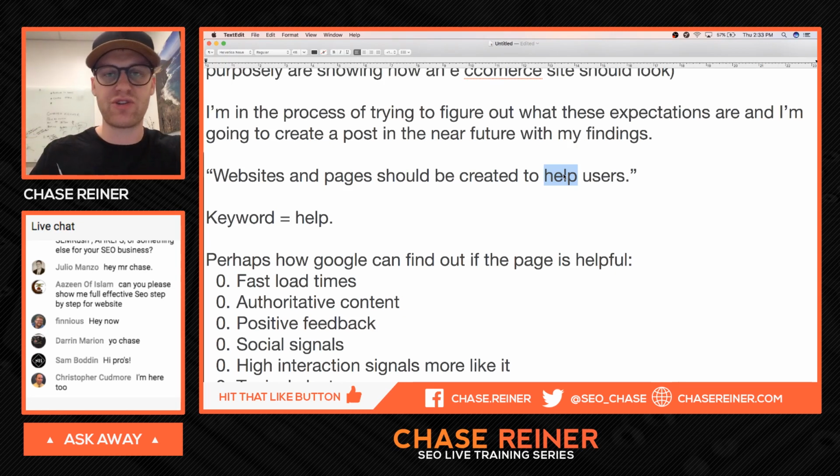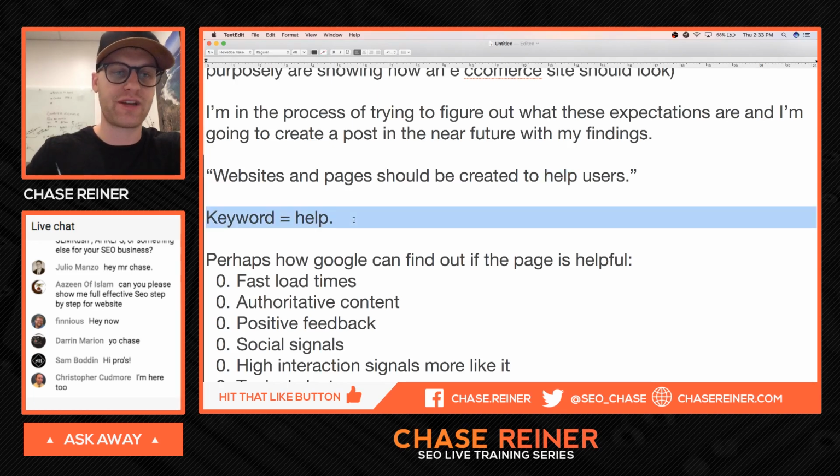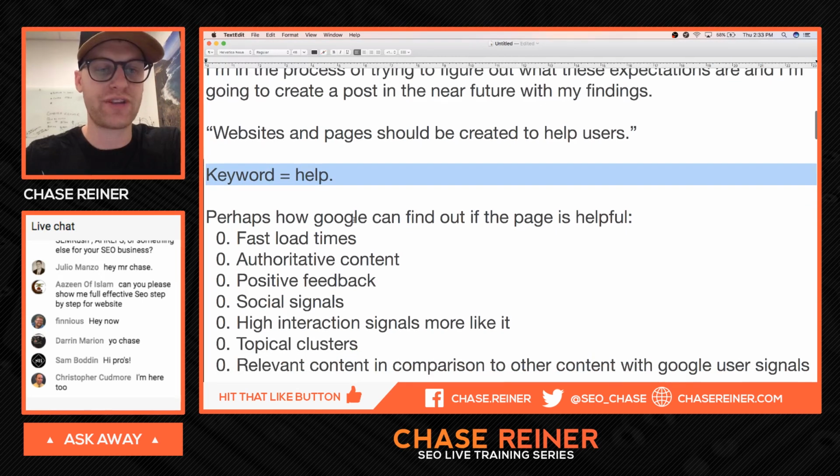So one of the things that we can do is look for sites that are ranking for really competitive keywords and then use those as templates, because Google's obviously ranking those pages for a reason.